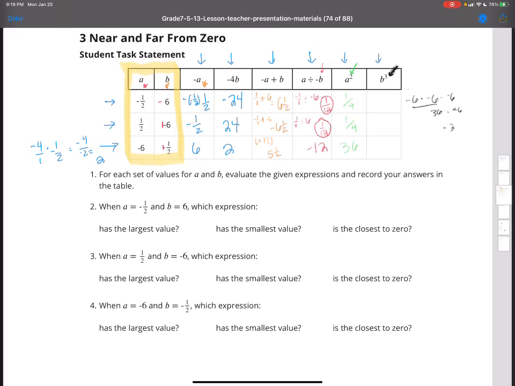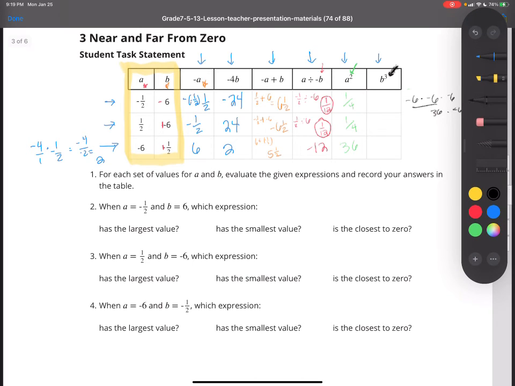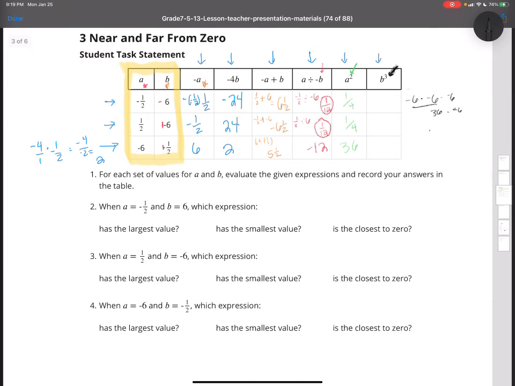Let me multiply that vertically. Even though I know the answer, I still want to show you guys step by step. So it's going to be 36 times 6. 6, carry the 3, 18 plus 3. 216. But the signs are different, so my answer will be negative.